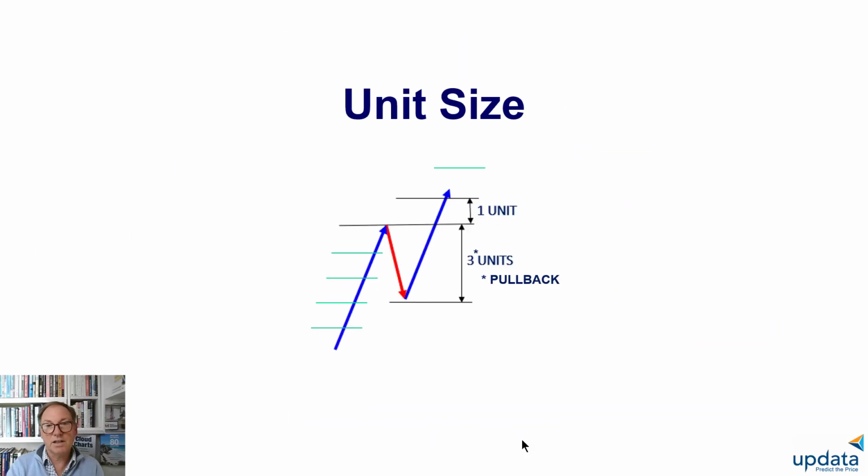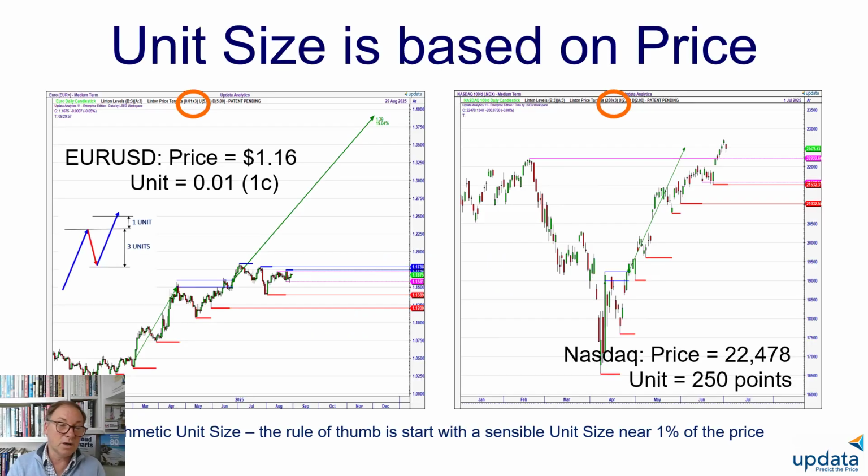So we get this idea of a unit size. We're coming off a low, we've got 1 unit, 2, 3, we've got all these units, then we pull back by 3 units at least, and then we recover and go higher by at least 1 more unit. And so that is the setup that we've taken from a point and figure chart to display on a time-based chart.